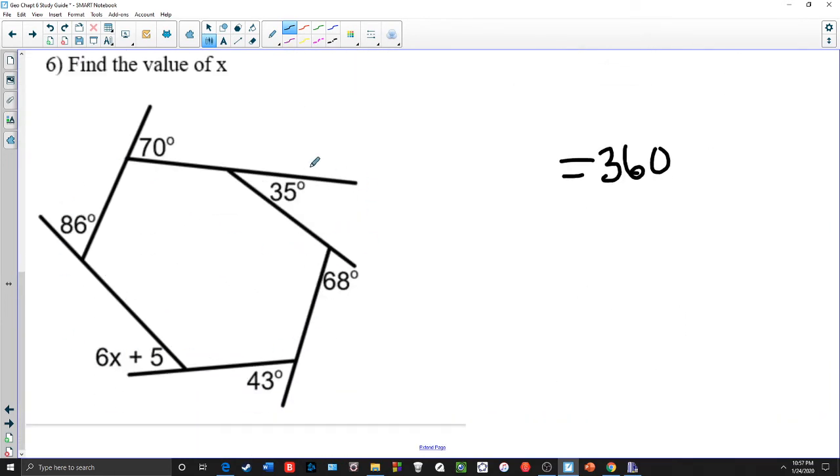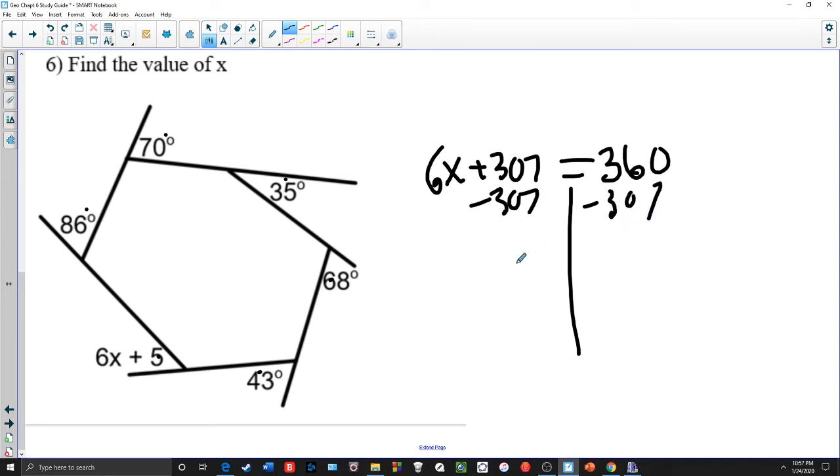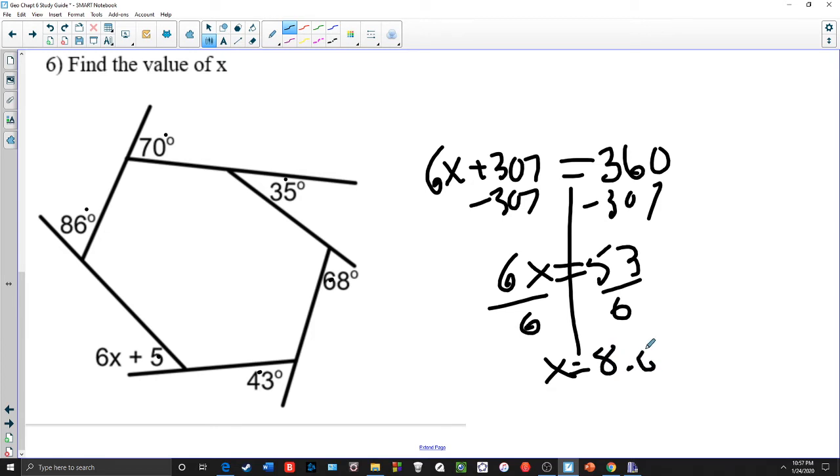You add up all your x's, in which case all we do is have 6x. You add up all your non-x's, so 5, 43, 68, 35, 70, and 86. We're going to add those up. We get 307. And then we start our run through here. So we subtract 307, subtract 307. We get 6x equals 53. Then divide by 6, divide by 6. We get x equals 8.8. Oh, that's a weird 8. Let me try that again.